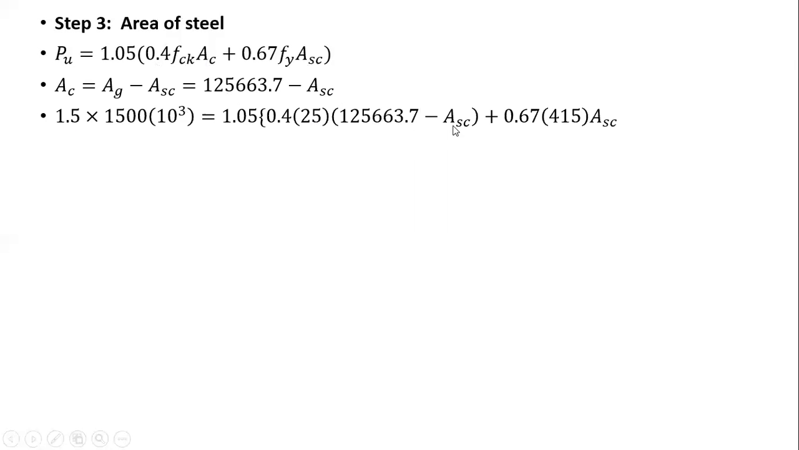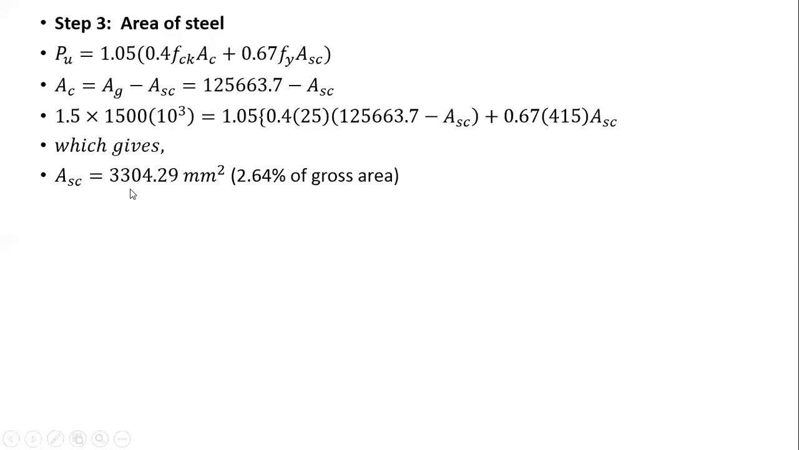In place of Ac, I write 125,663.7 minus Asc, plus 0.67 as it is, fy is 415, Asc is unknown. So in this expression, the only unknown is Asc, and we can solve it. Finally Asc is equal to 3304.29 millimeter square. If you calculate the percentage of Asc, because the diameter is 400 millimeters, this comes out to be 2.64% of gross area.